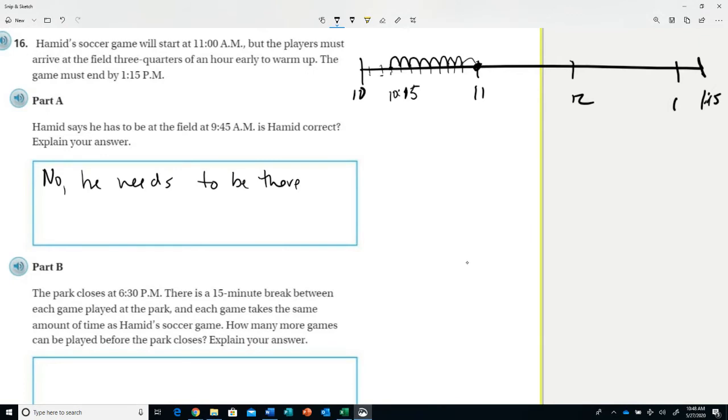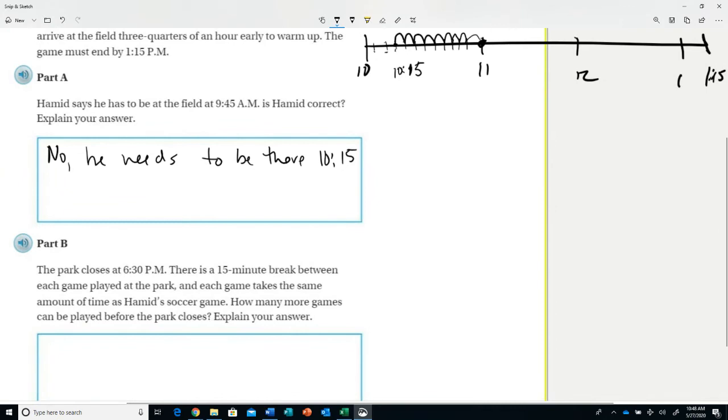He needs to be there at 10:15. 9:45 is like half an hour earlier. So by using a number line, counting backwards by 5 for 45 minutes, you will get to 10:15, which is the time he needs to show up for his warm-up.